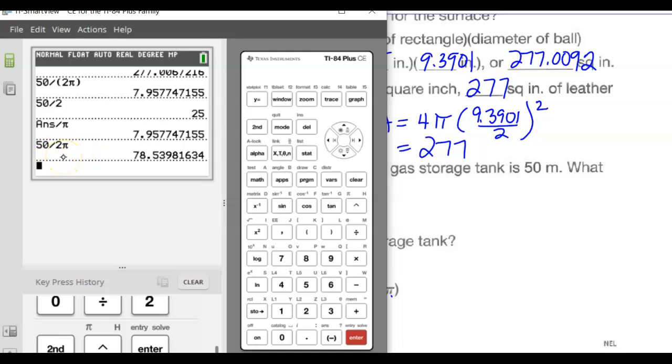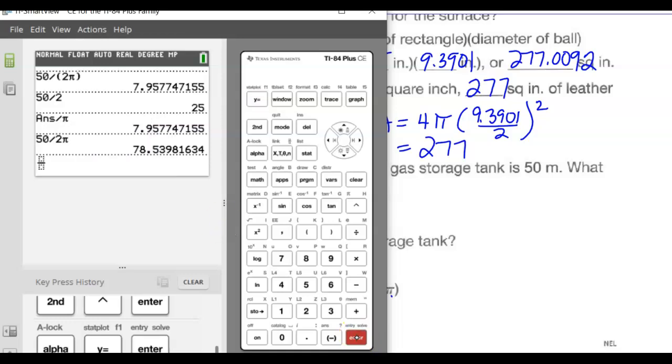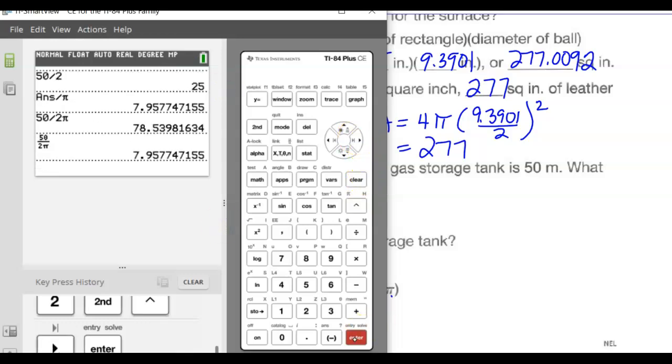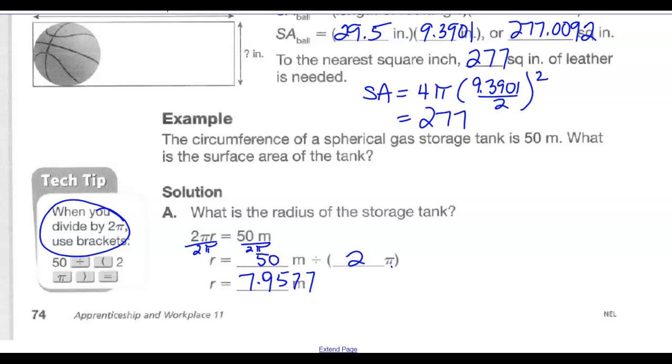Another thing, in some calculators, you can do a fraction. So alpha y equals on this one, enter on 1, and it turns to a fraction. You put 50, arrow down, you put 2 pi. So you can see it's all in the denominator. Cursor out, enter. Okay, so 7.9577. So good to get used to your calculator. Hopefully you've had it for a while, so you're good with it.